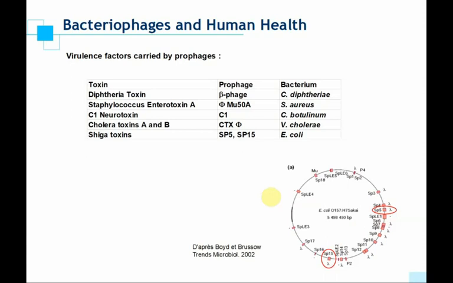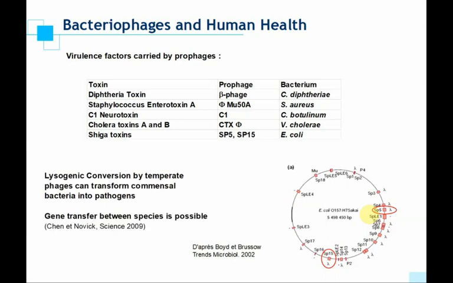Because lysogeny is reversible, from time to time these prophage can excise and be packaged into infectious phage particles and go and infect another bacterium. So this is one mechanism by which virulence factors can be transferred from pathogens to just ordinary commensal bacteria. And this is what's called lysogenic conversion of a commensal bacterium to a pathogen, because temperate phage can transfer genes between different bacteria.